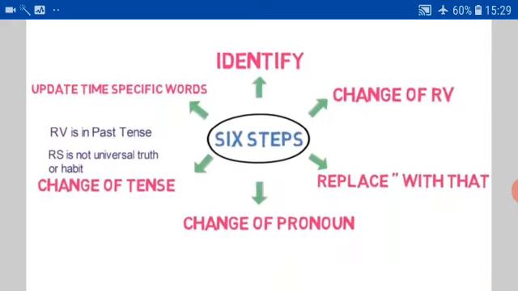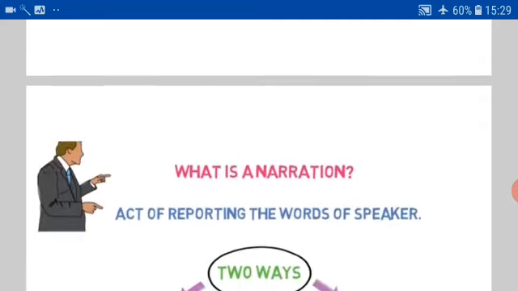steps. These are: identify, change of reporting verb, replace commas with that, change of pronoun, change of tenses, and update time specific words. These are the 6 steps, so you will get a lot of knowledge to convert direct speech into indirect speech in a very easy way.